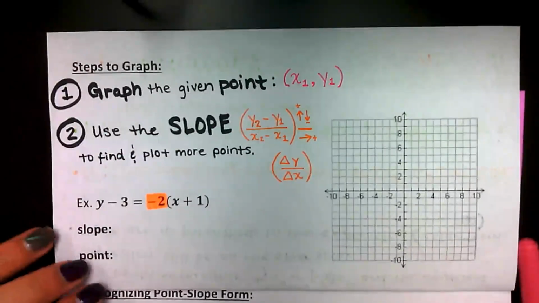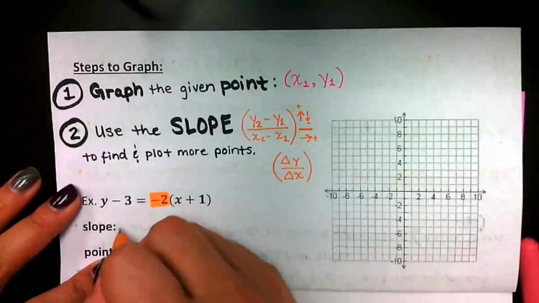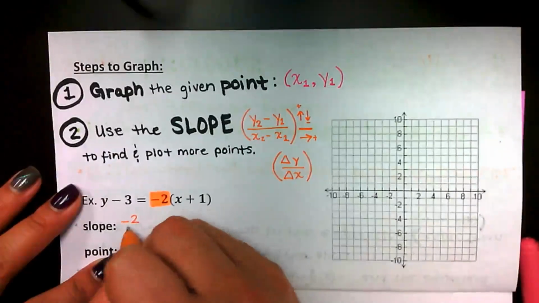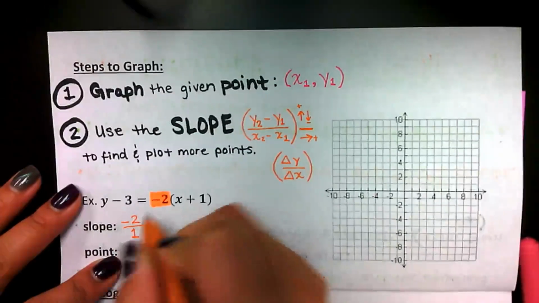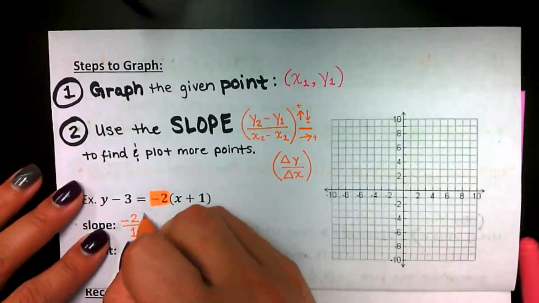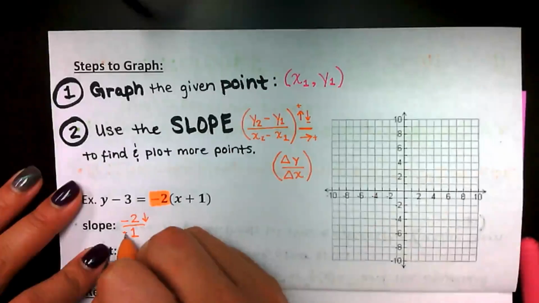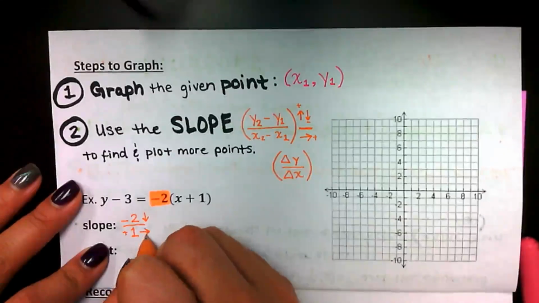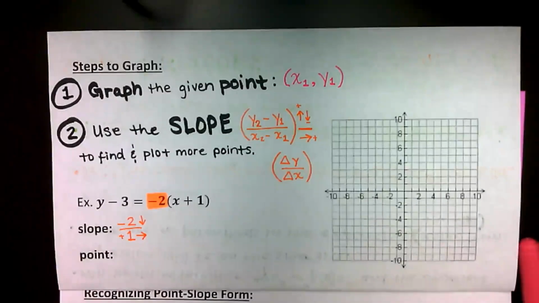All right, so -2. Let's turn that into a fraction, -2 over 1. Since it's negative, I'm going to go down. My 1 is positive, so I'm going to move to the right. All right. Now the point.